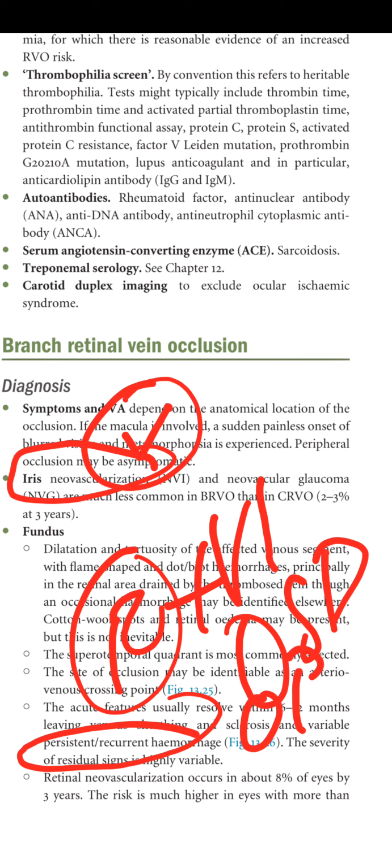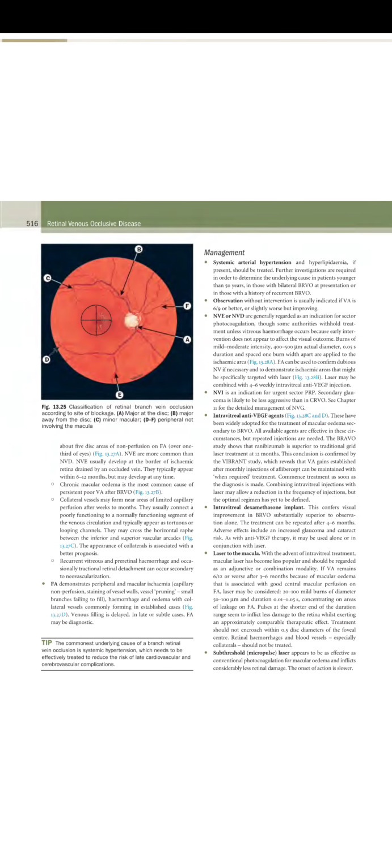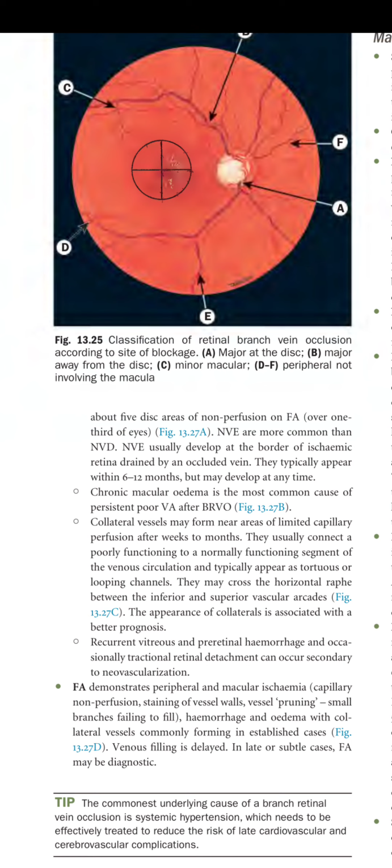So, retinal neovascularization occurs in about 8% of eyes by 3 years. So, it is more than NVI. The risk is much higher in eyes with more than about a 5 disc area of non-perfusion on FA over 1/3 of the eye. NVEs are more common than NVDs. NVEs usually develop at the border of the ischemic retina drained by an occluded vein. They typically appear within 6 to 12 months, but may develop at any time.